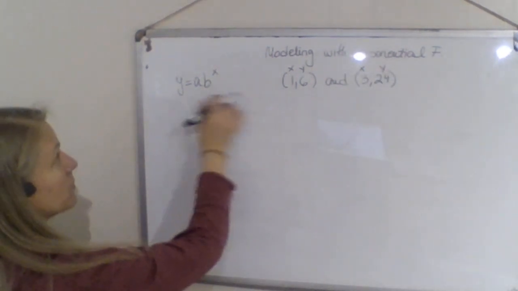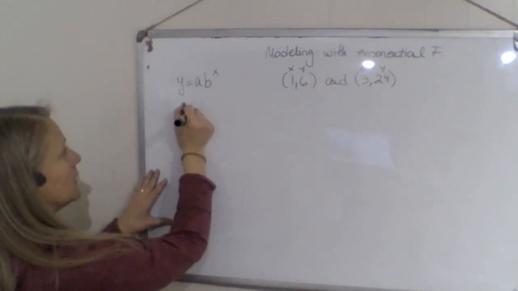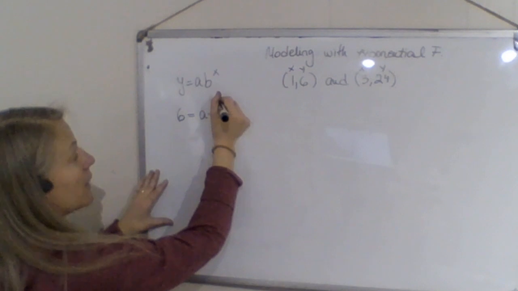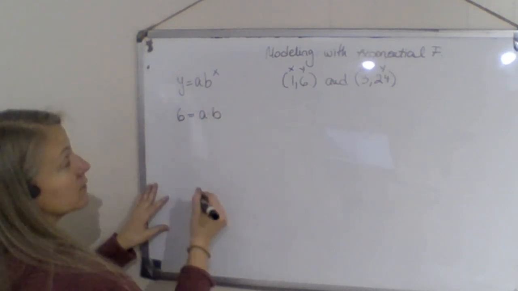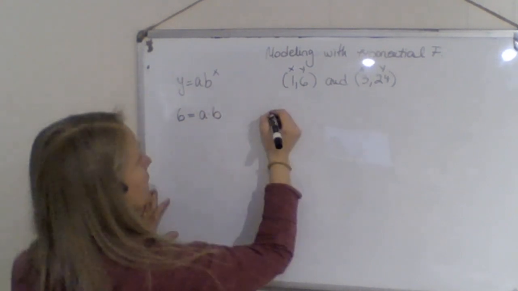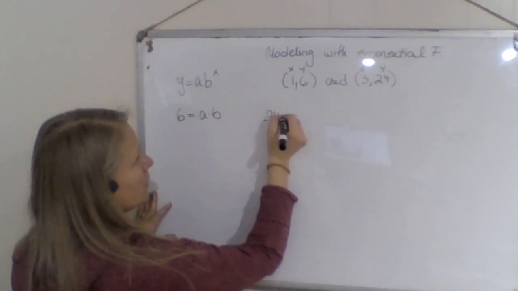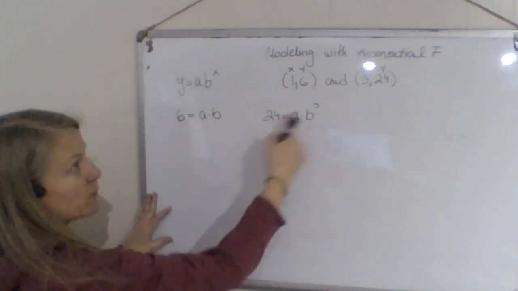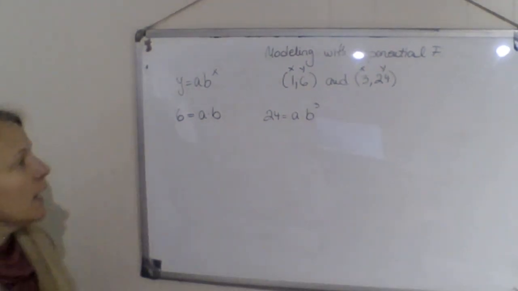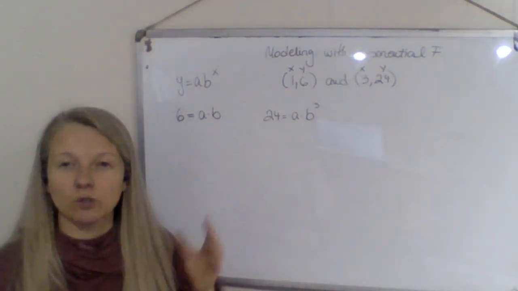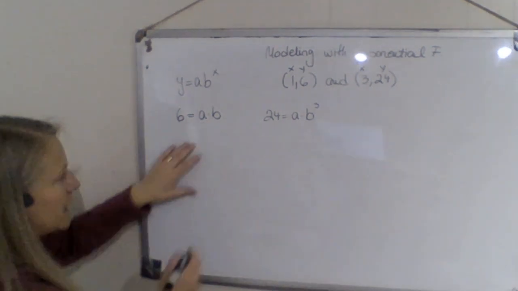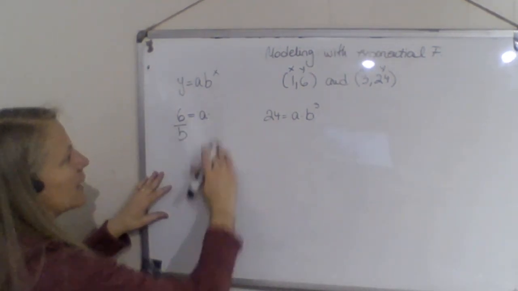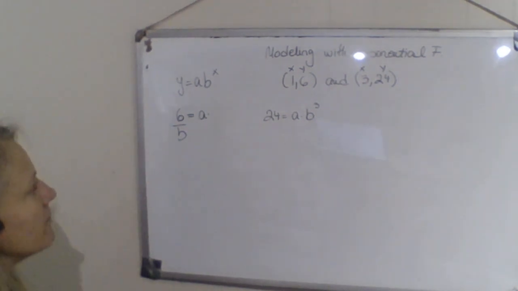We're just going to replace them in. So this becomes 6 equals a times b to the first power, or b. My second equation is 24 equals a times b to the third power. This is my y, this is my x. The only way to solve this is to substitute. I can pull my a out of here by dividing the b out, and I end up with a equals 6 divided by b.